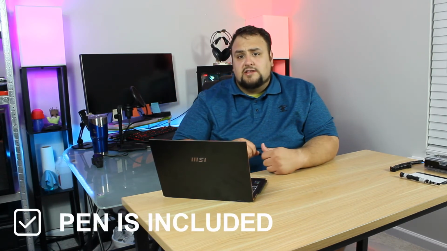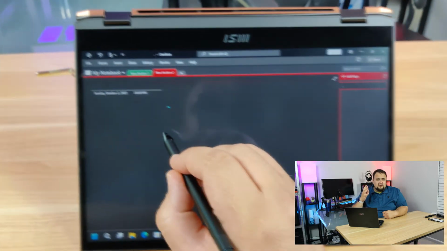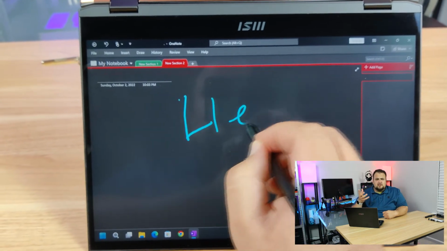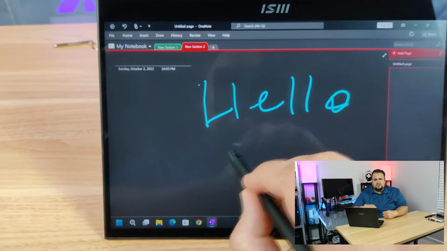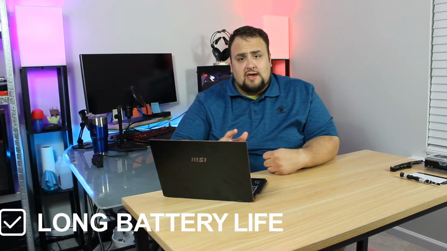The pen is a nice addition to this laptop. You can write your notes, especially during class or trying to get a deal done. You can easily start jotting down notes. It has a great battery life.